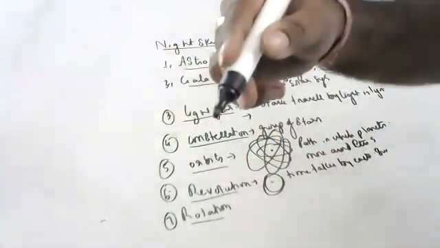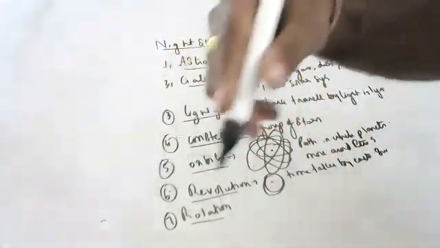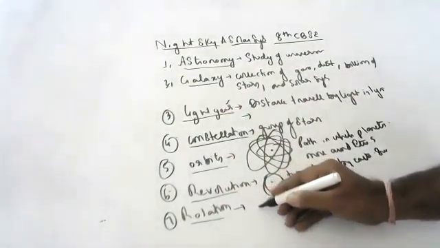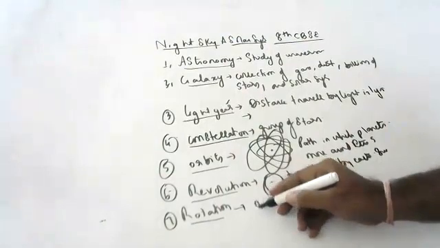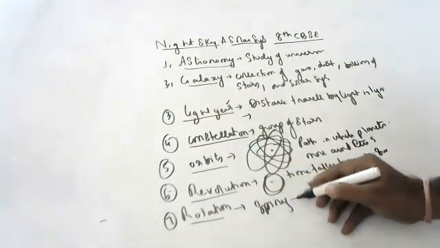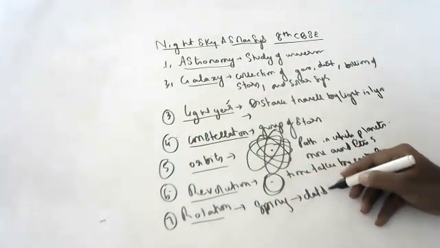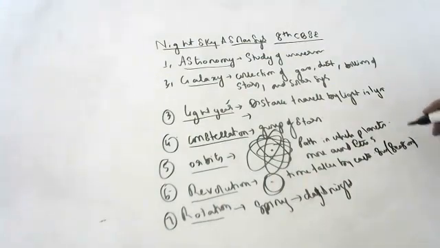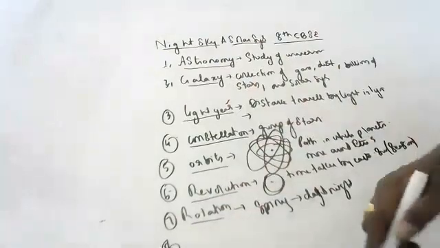Revolution means around the sun. Rotation means spinning movement around its own axis. Due to rotation, day and nights are caused. Due to revolution, seasons are caused.